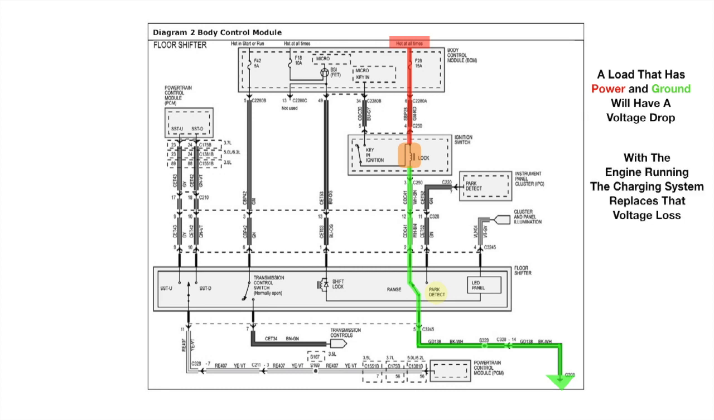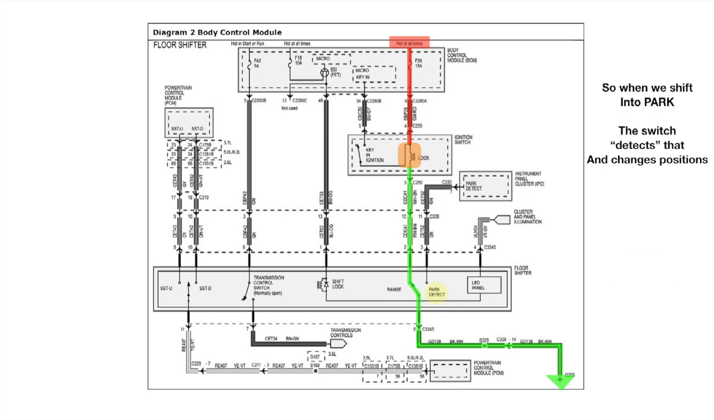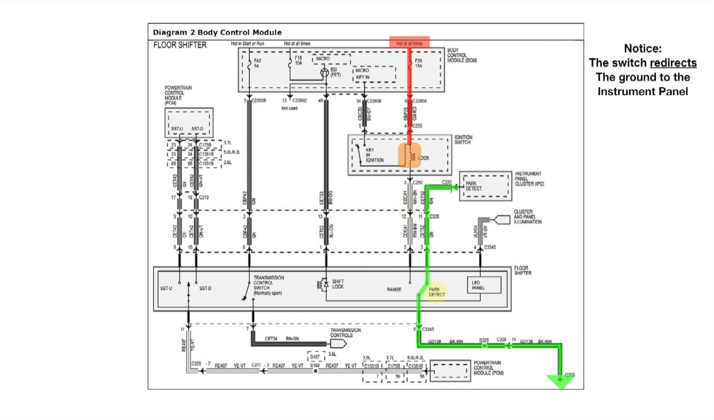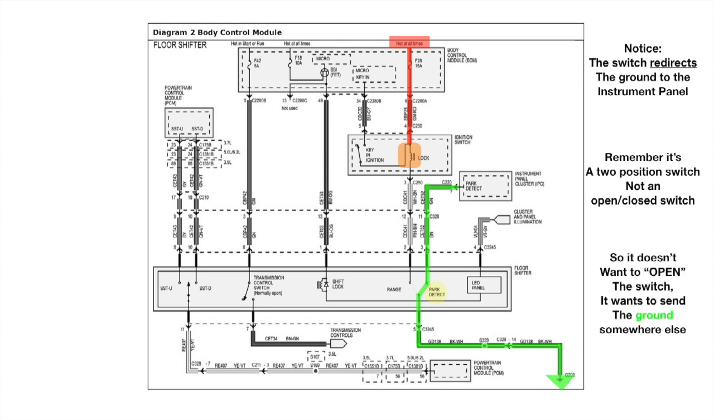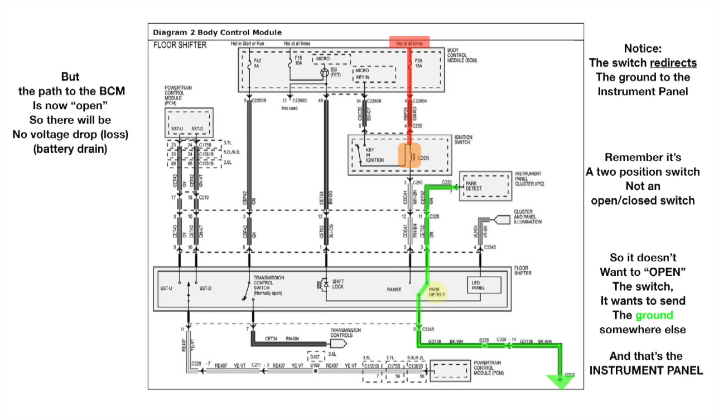Now with the engine running, the charging system replaces that voltage loss. But with the engine off, the battery will have a continual voltage loss because there's nothing there to replace that loss. So when we shift into park, the switch detects that and changes the position. Notice the switch redirects the ground to the instrument panel. Remember, it's a two-position switch, not an open-close switch. So it doesn't want to open the circuit, it wants to send the ground somewhere else, and that's the instrument panel. This movement now opens the path to the BCM, so there will be no more voltage drop or battery drain.